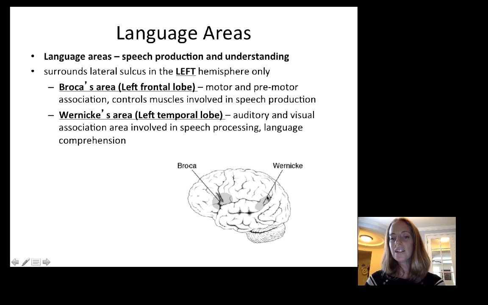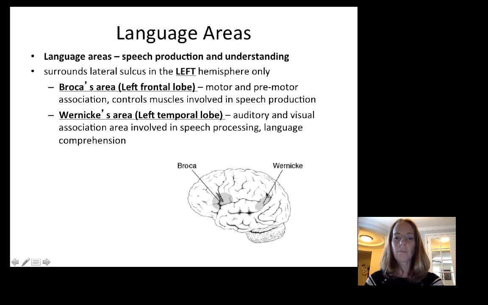And then here is an area called Wernicke's area. I remember this one because sometimes when you look at it in the diagrams, it looks like a little ear. And it's here on the back of the temporal lobe. It is involved in actually listening to or processing speech and language.